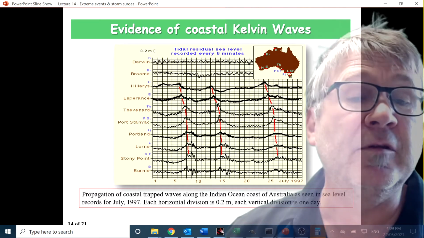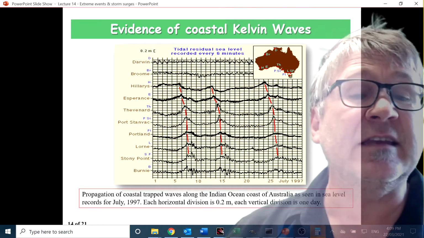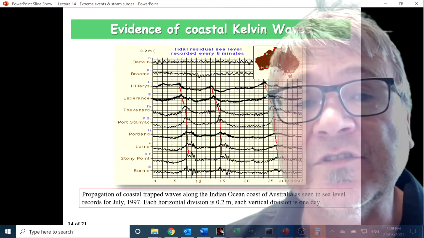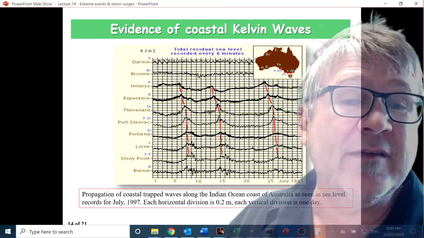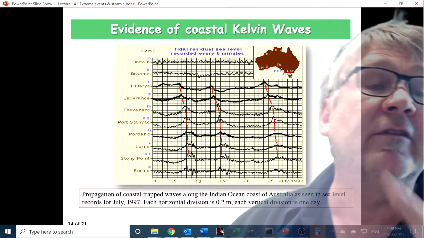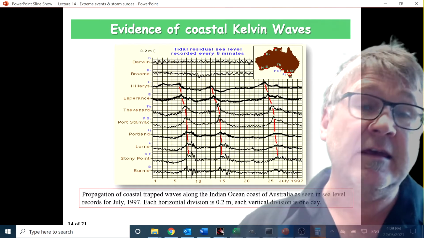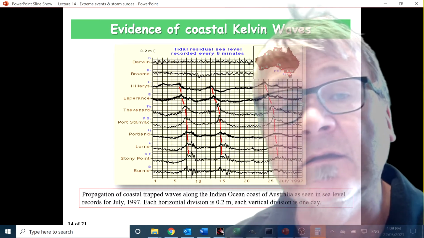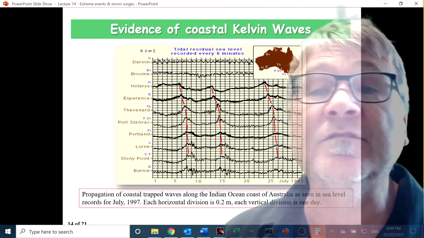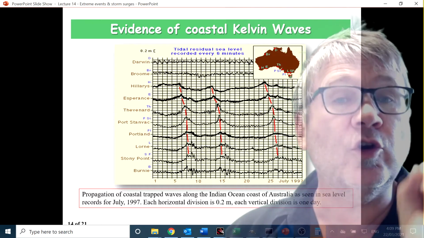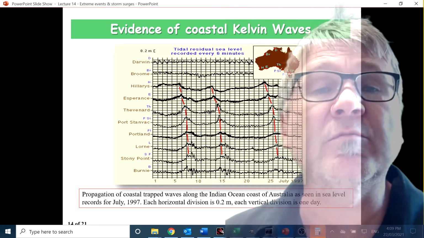They can have an amplitude of 50 centimeters plus on the west coast of Australia. A big storm on the west coast, and then they travel along the coastline and can increase the sea level in the Gulfs, in Spencer Gulf and Gulf St. Vincent, by 0.5 meter. These are coastal Kelvin waves.